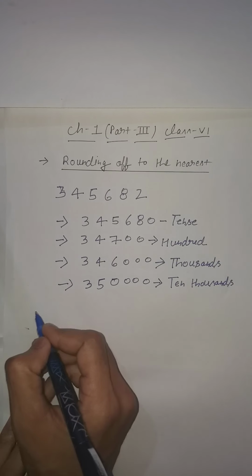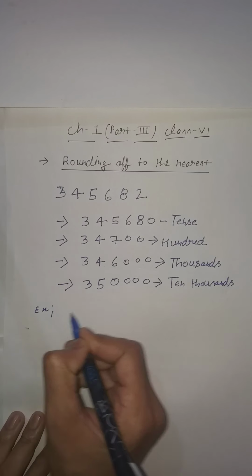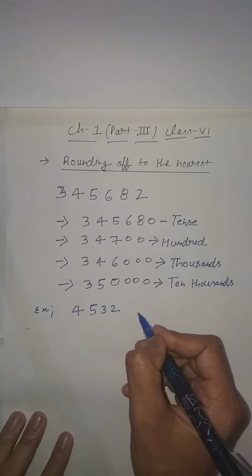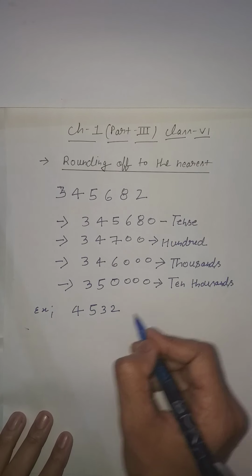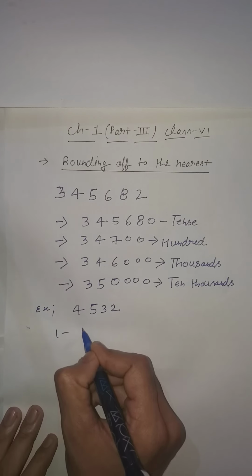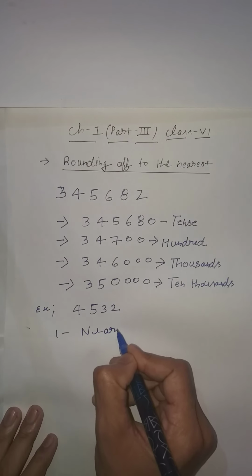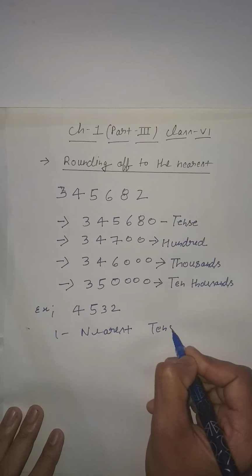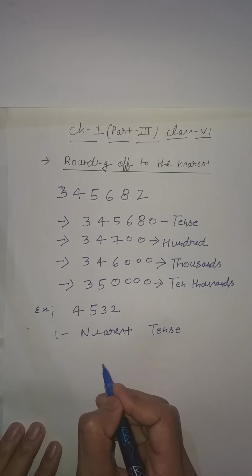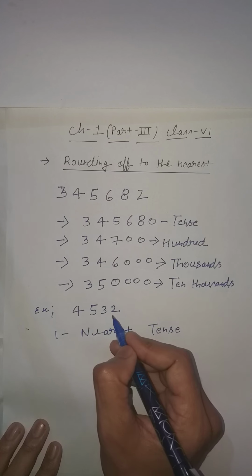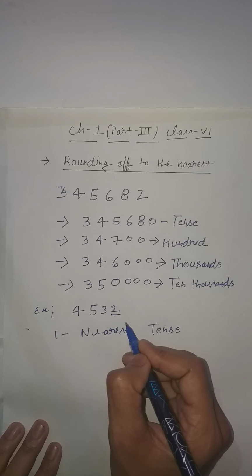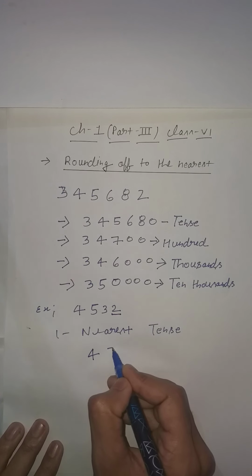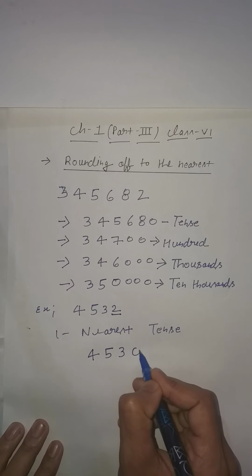Just say example, if 4, 5, 3, 2. So you have to round off to the nearest tens. So for nearest tens, what you will see, the ones place. Here ones place is what? 2. So 2 is, you know that, less than 5. So what will it become? It will become 4, 5, 3, 0.